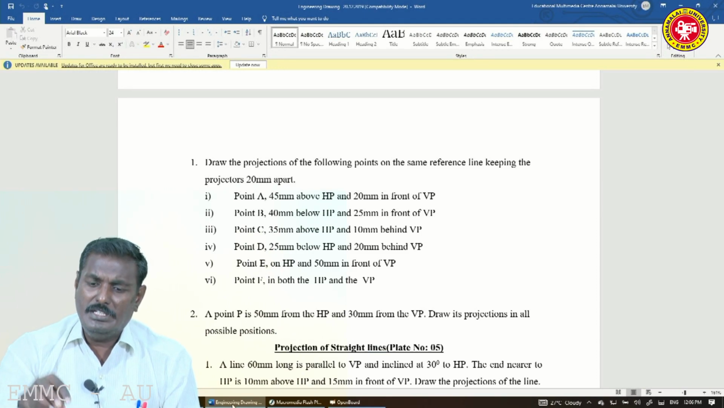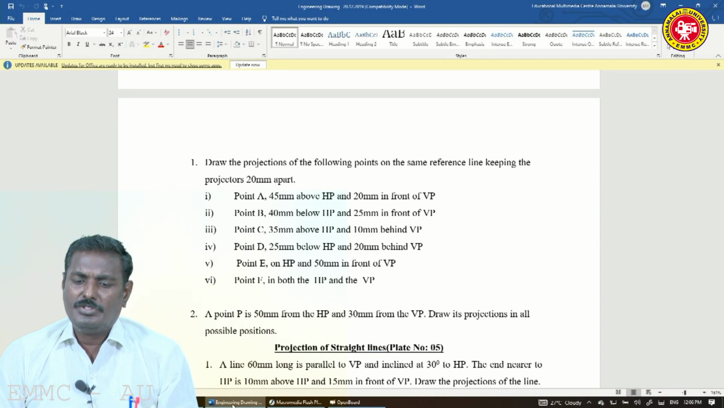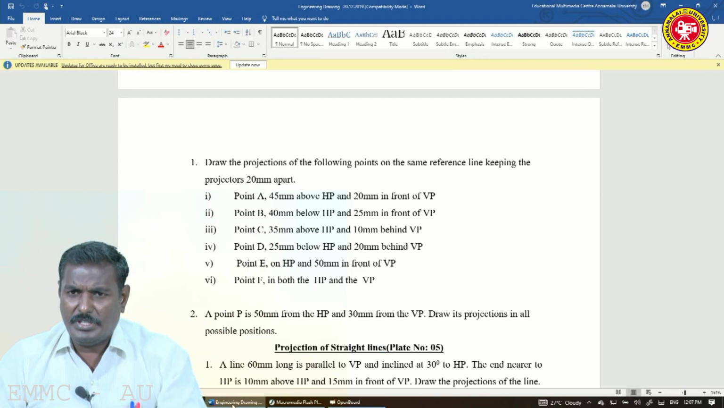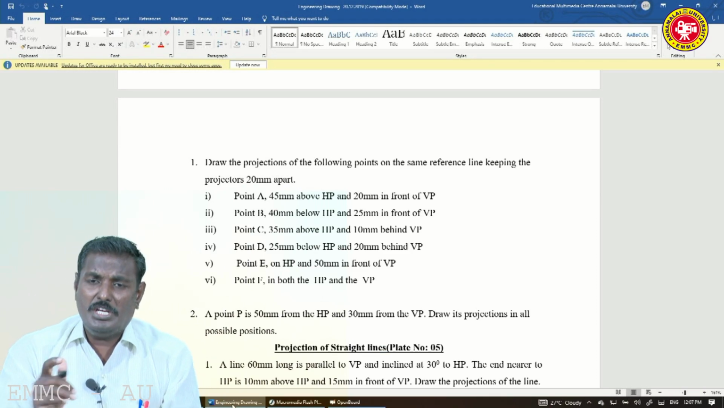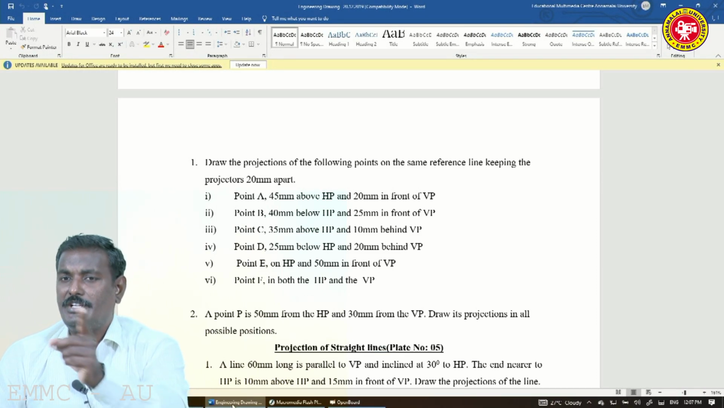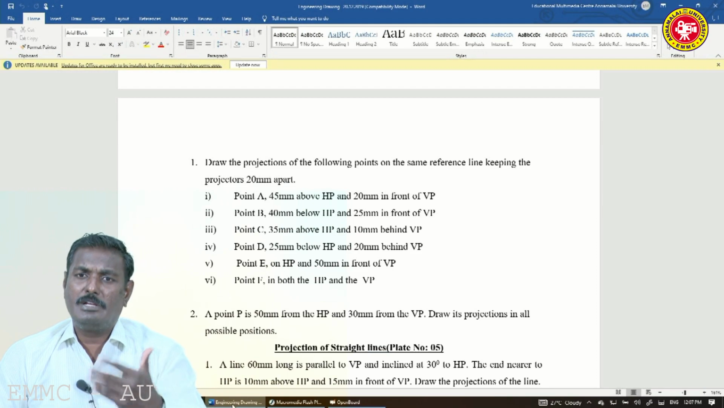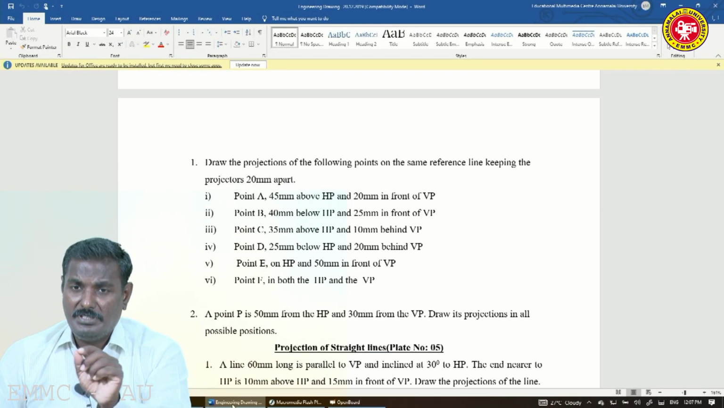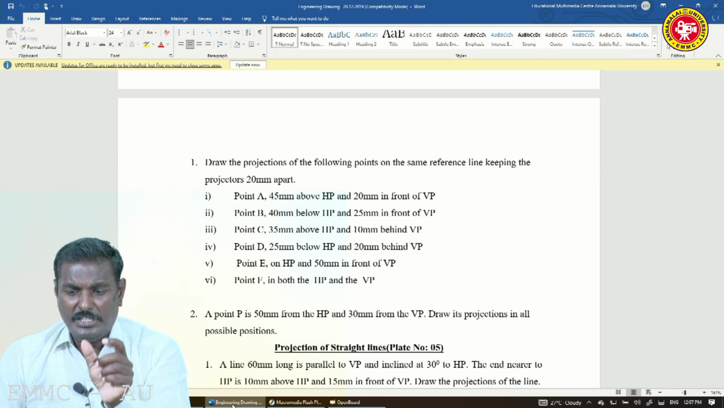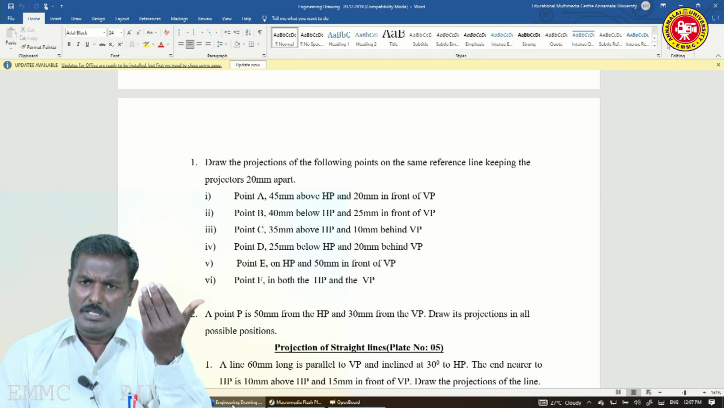For that practice, here you have different subdivisions from subdivision A to F. First subdivision, point A, capital A. Where does it lie? Please go through this statement: 45 mm above HP and 20 mm in front of VP. So what about the position of this point? First quadrant, or first angle projection, that is the concept.